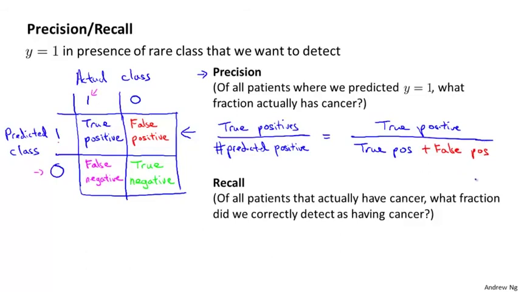That means that of all the patients that we went to and we said, we're very sorry, we think you have cancer, high precision means that of that group of patients, most of them we had actually made accurate predictions on, and they do have cancer.